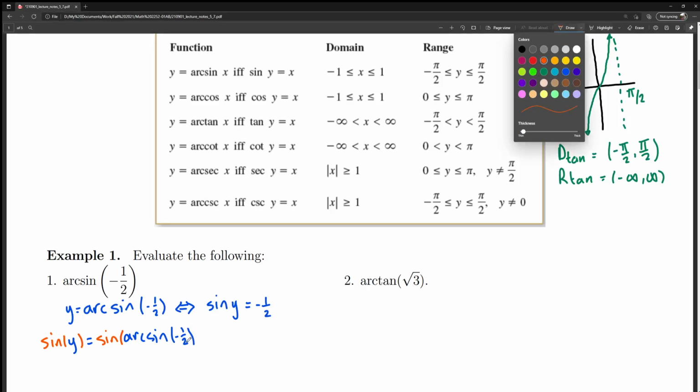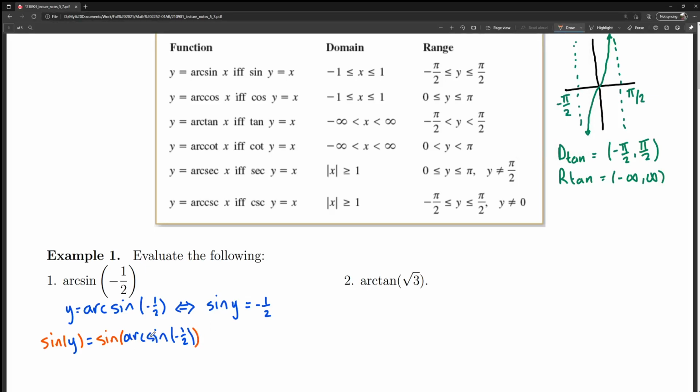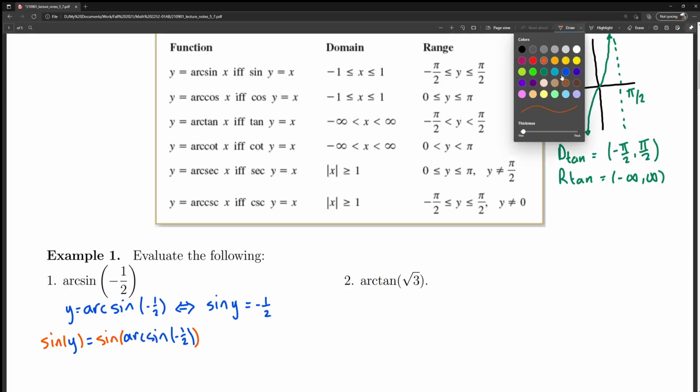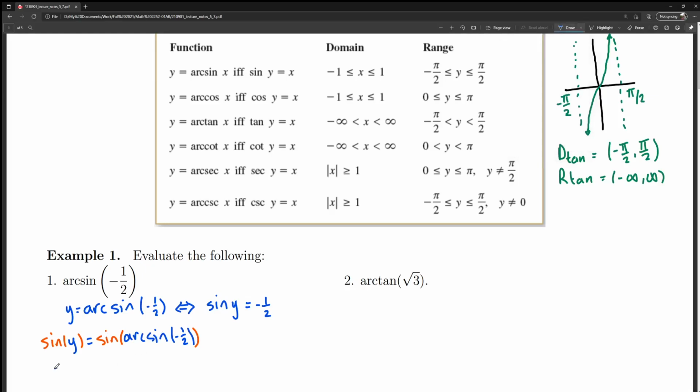And since the sine and the arcsine are inverses, they cancel each other out. And then we're left with sine y equals negative 1/2. So that's maybe an easier way to memorize this definition here. To get y, we would take the sine on both sides, and now we have sine of y equals negative 1/2.